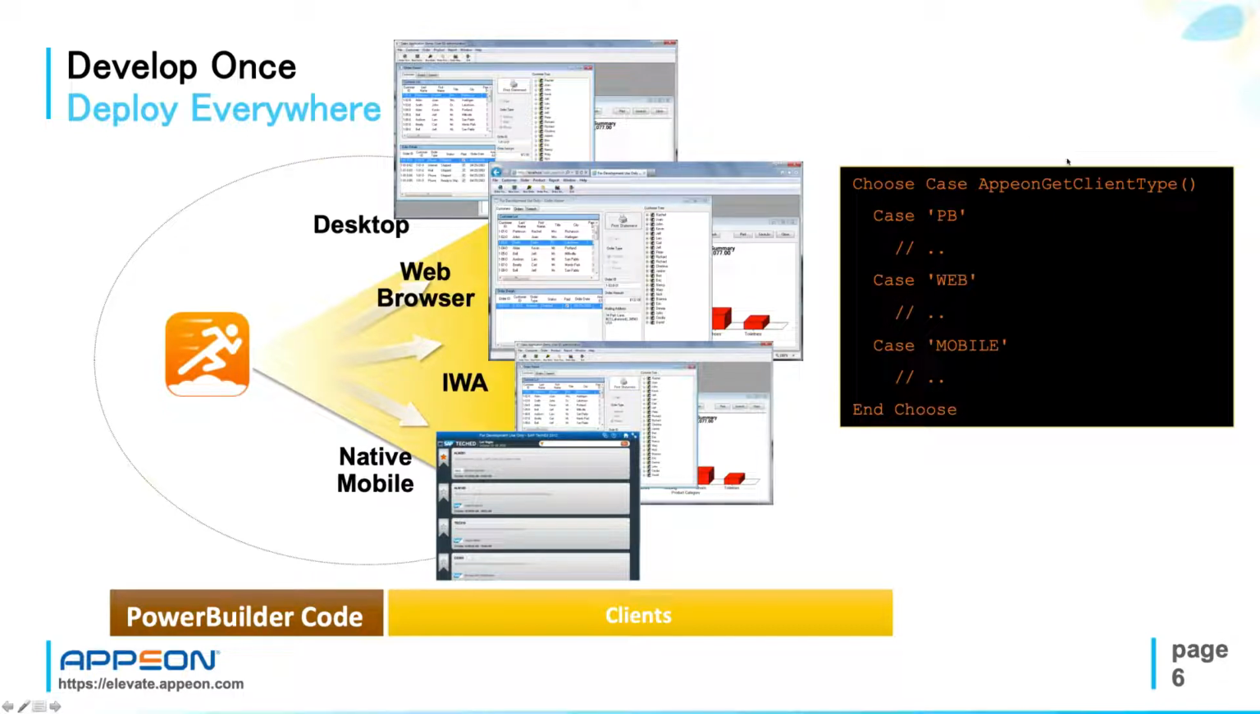Appeon get client type is just one among many functions provided by the PowerServer extended API. So you can check whether you are running on a regular PowerBuilder desktop application, web, or mobile, and just put different code implementation accordingly.